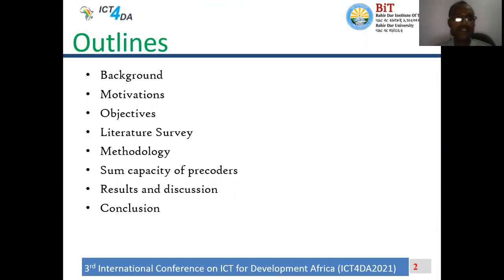These are the outlines: the background about massive MIMO systems and precoding techniques, why we are motivated to work on this area, the objectives, a survey of the state of the art and literature, the methodologies through which we can achieve the desired objectives, how to calculate sum capacity and energy efficiency with the aid of these precoders, and finally we'll be discussing the results and drawing the conclusion.